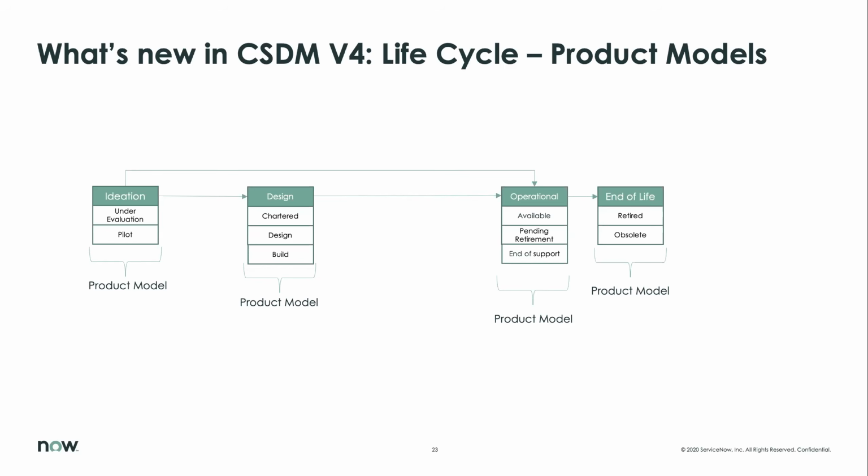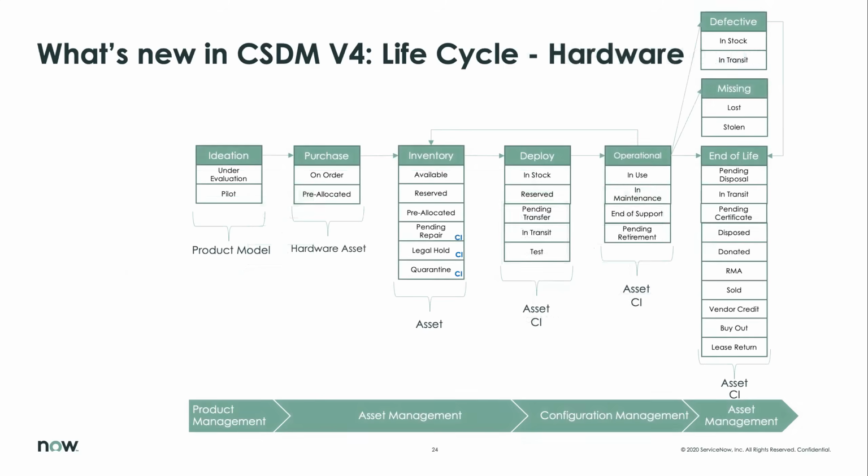As we move this into hardware, let's look at the overall process. It still begins with ideation. We want to keep ideation on product models. We don't want to create assets and CIs just because we have an idea. That becomes overburdened because what if we don't go forward with that idea? So let's keep our ideas on our product models. And if we move forward and we're going to purchase or develop something, then we can go ahead and create the right object at the right time.